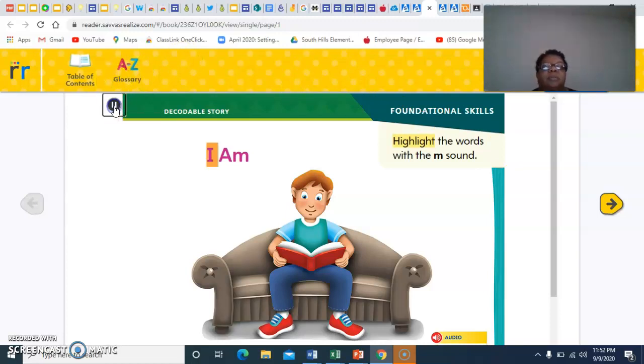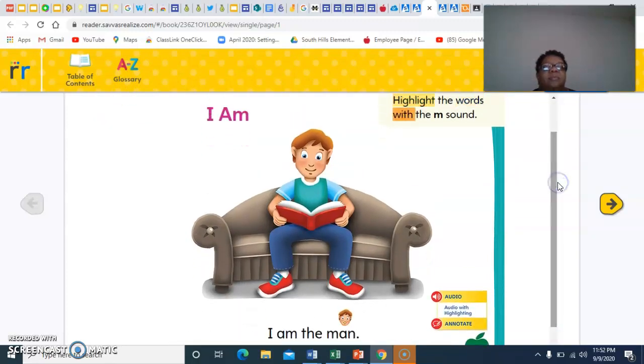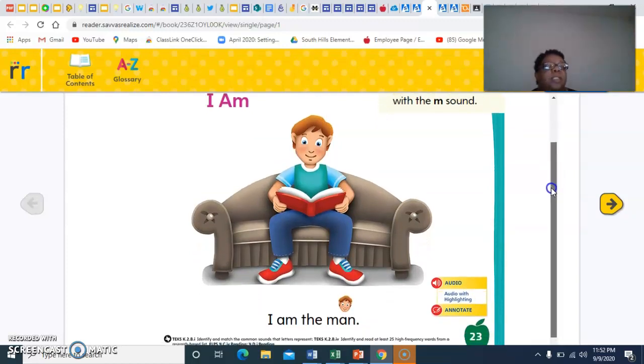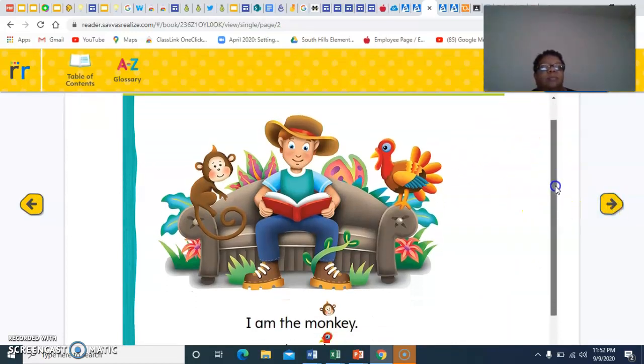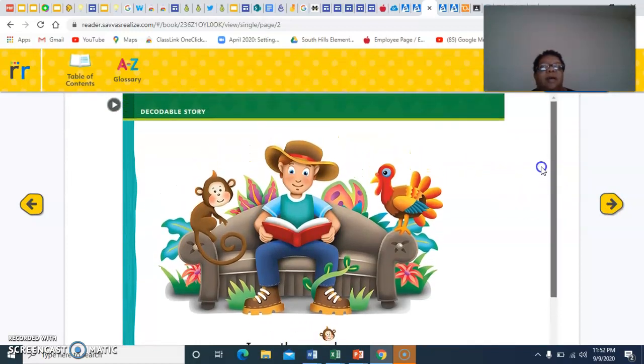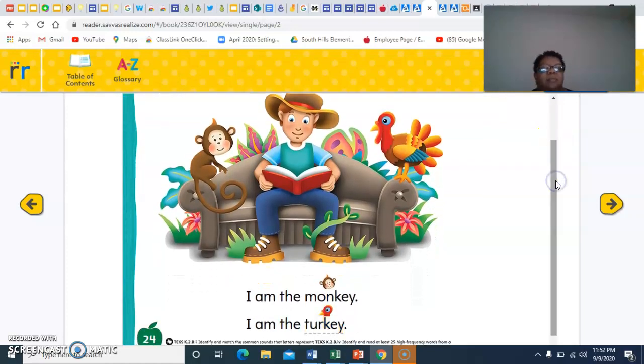Alright, let's see if this will work. I am the man. Highlight the words with the M sound. Okay, so you can maybe circle it or draw a line under it. Let's look at the next page. I have to click first. I am the monkey. I am the turkey. Okay, and then you can find them in the story.